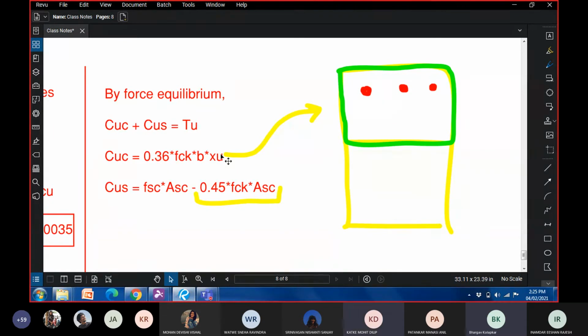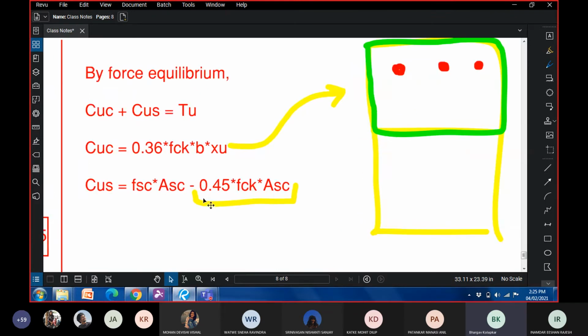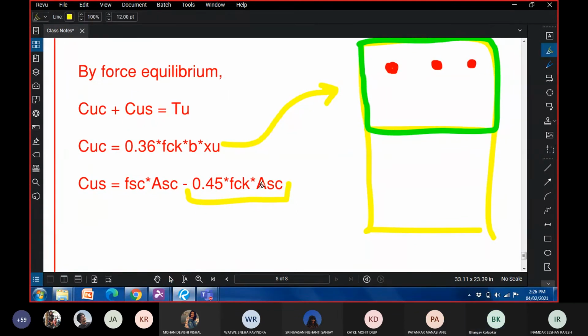Yeah, okay, understood. So we should have subtracted this red area because there is no concrete there. But this formula has come with a lot of difficulty, with a lot of formulations, so we did not disturb this formula. What we did is we compensated that area of steel that we had considered by multiplying it by the corresponding stress, which is 0.45 FCK.